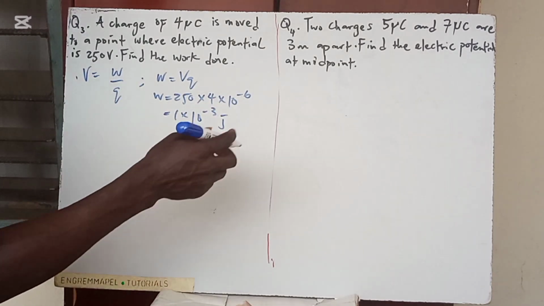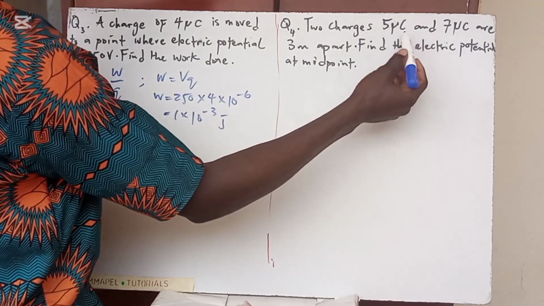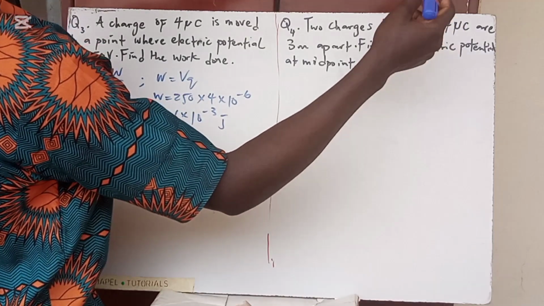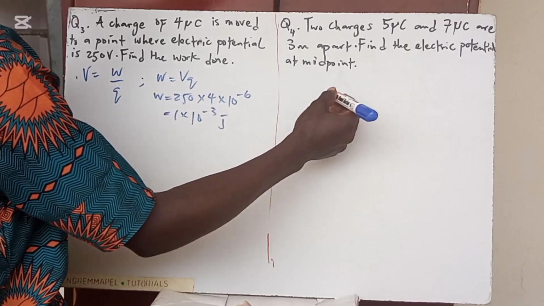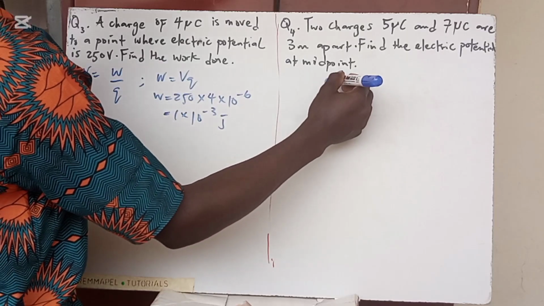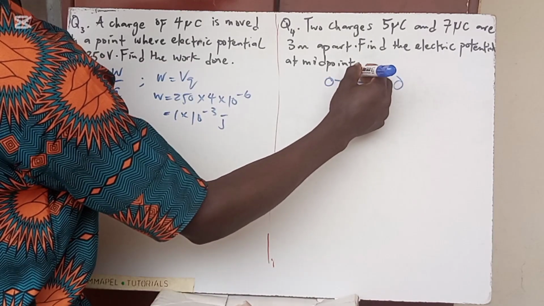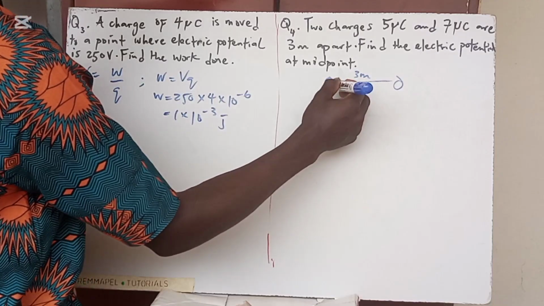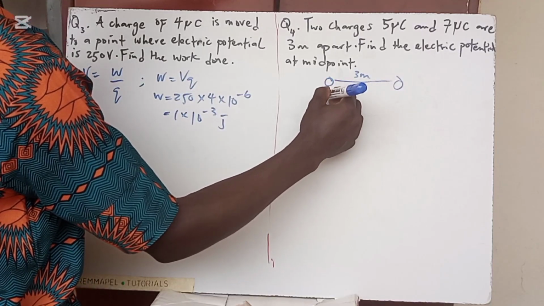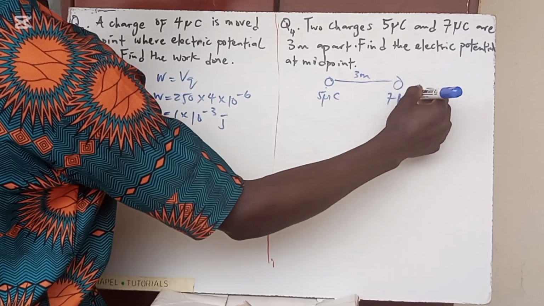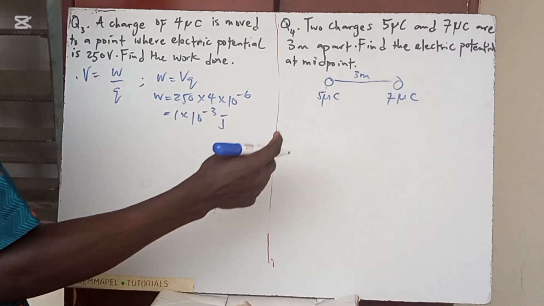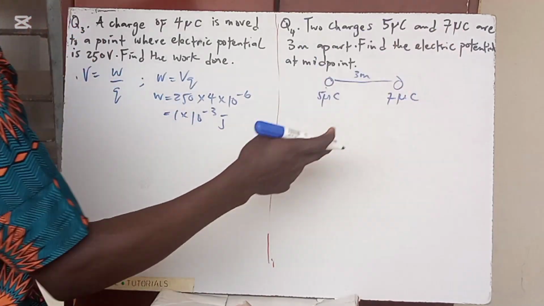So lastly on this note, we have two charges, 5 microcoulomb and 7 microcoulomb. They are 3 meters apart. So we have something like a charge here and a charge here. Then the distance is 3 meters. Let's say this place we have 5 microcoulomb. Here we have 7 microcoulomb. So now we are asked to look for the electric potential.